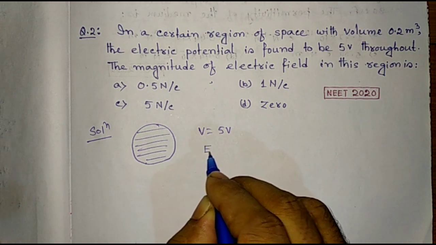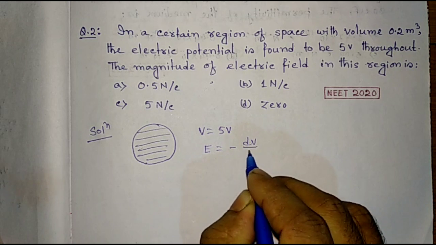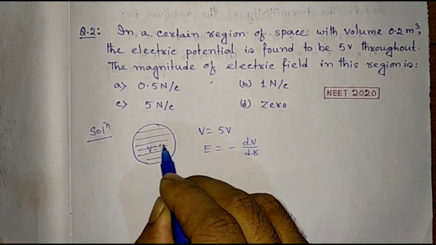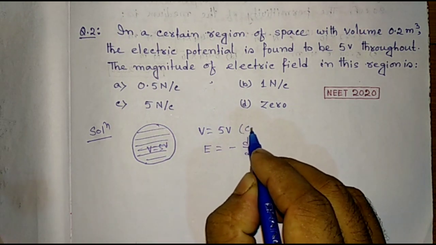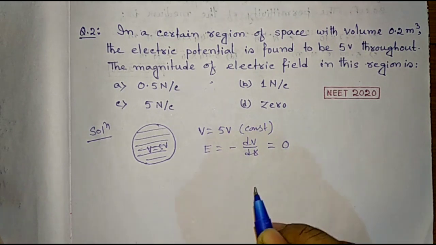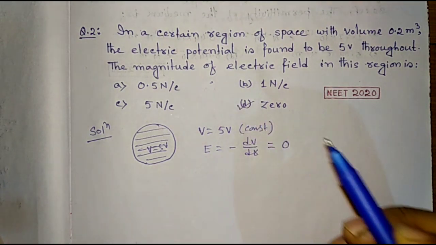So E is equal to, we know, minus dV by dr. Throughout the region, V is equal to 5 volt, which is constant. So this is equal to 0. So our answer is 0.